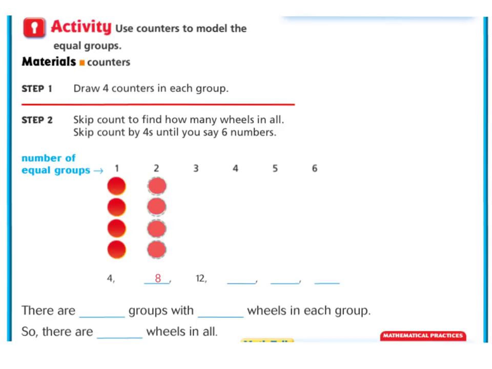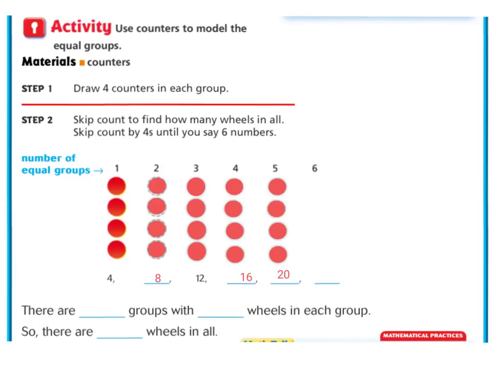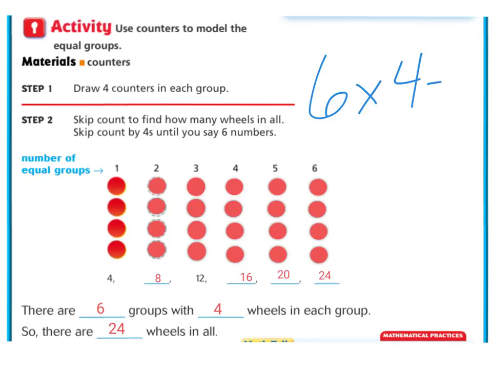4, 8, 12, 16, 20, 24. There are 6 groups with 4 wheels in each group, so there are 24 wheels in all.